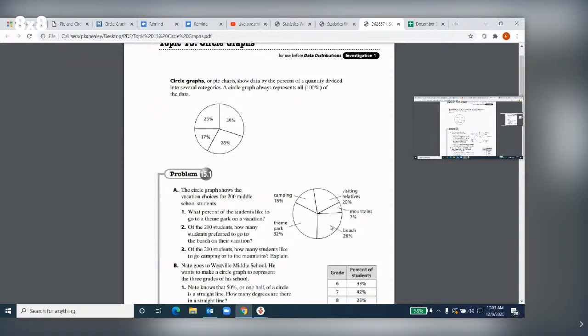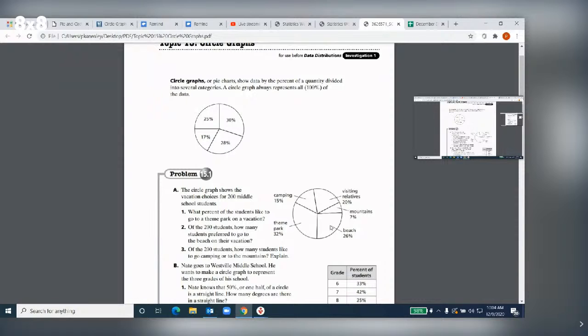So the beach is 26. Keep in mind, it says how many students. There's 200, we did 200 students. So basically, what you would do is 200 times 26%, and that will give you that figure. Remember, they did 200 students.